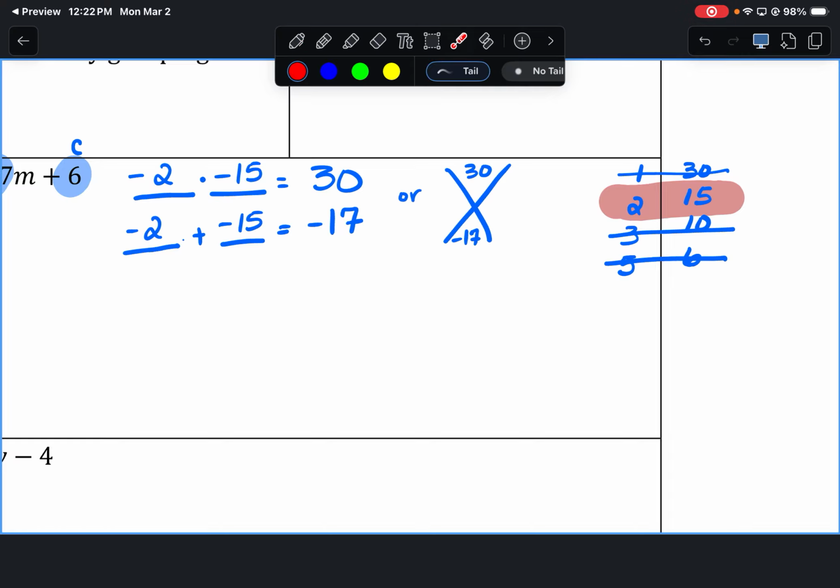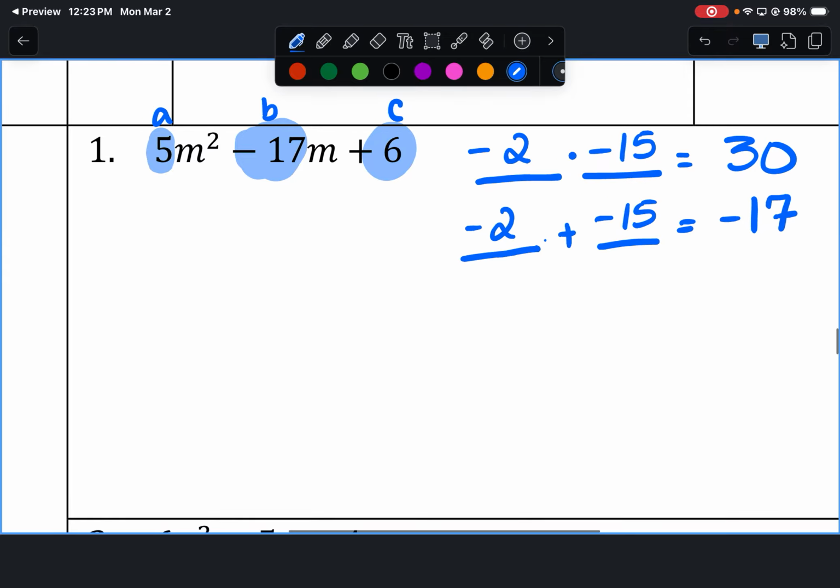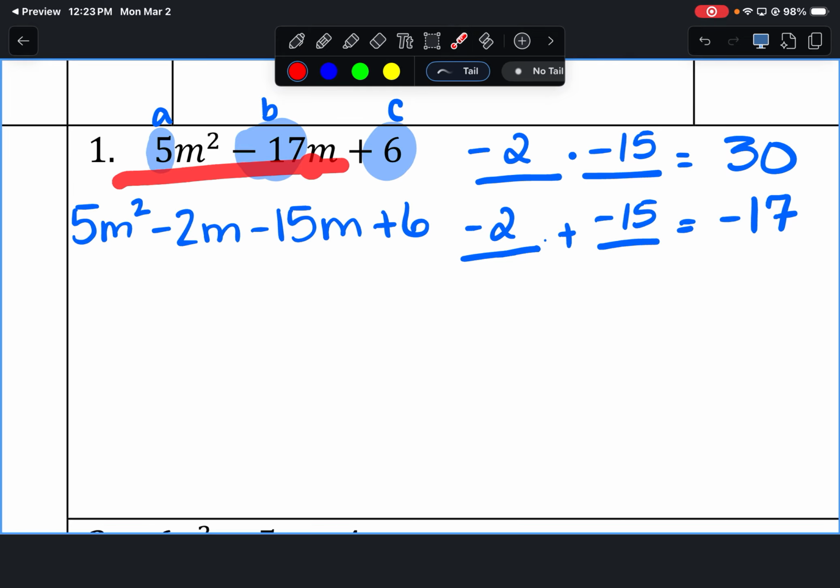Because a negative times a negative is a positive. But if we add these together, they will stay negative. Okay? Now, we are just going to rewrite our trinomial. So we're going to do 5m squared minus 2m minus 15m plus 6. So all I'm doing is rewriting this, but taking out b and replacing it with my 2 new terms.